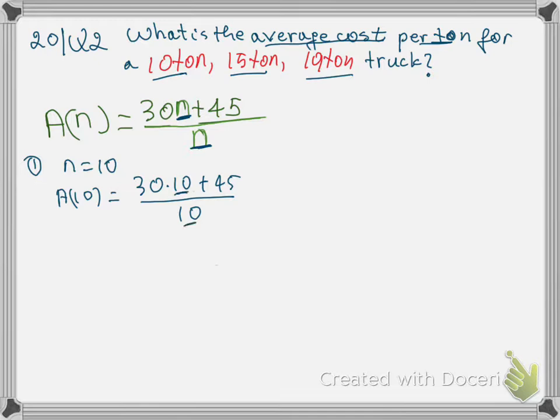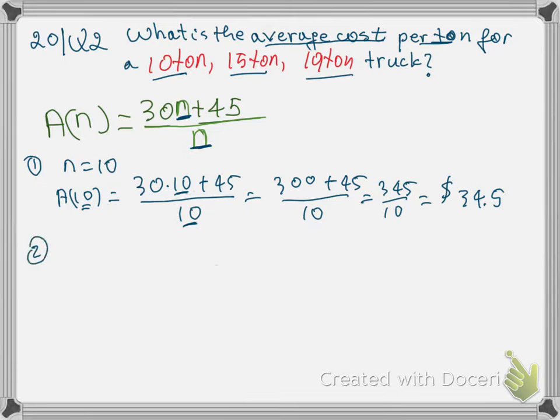N is 10. Let's simplify this. 30 times 10 is 300, plus 45, divided by 10. 345 divided by 10 is 34.5. Let's not forget the units. This is measured in dollars because it's the average cost.